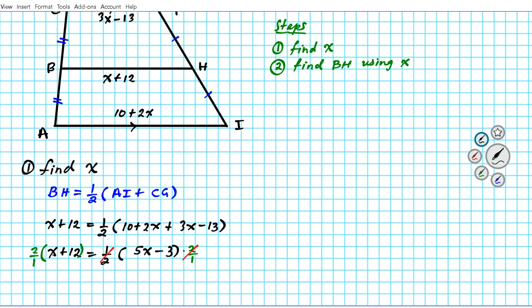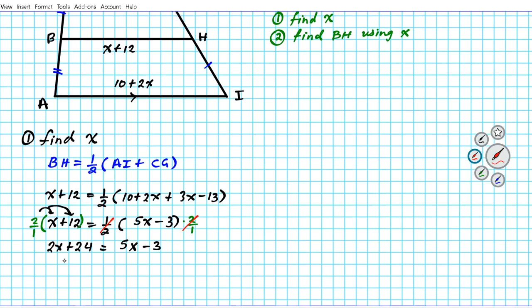And then now just distribute this 2 to the x and the 12. So we have 2x plus 24 is equal to 5x minus 3. Alrighty? So to get x by itself, I want to keep the x's positive. So let me move this 2x to the right since it's smaller. Subtract 2x from both sides. And then add 3 to both sides of the equation. Bam, bam.